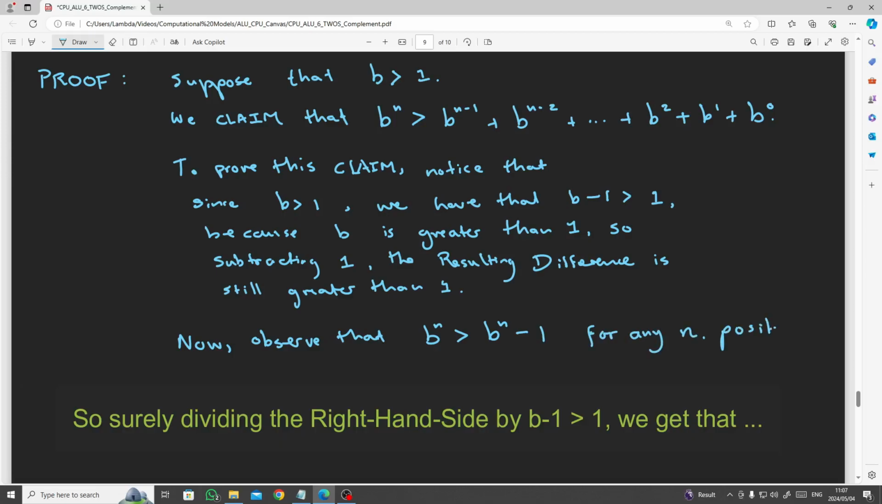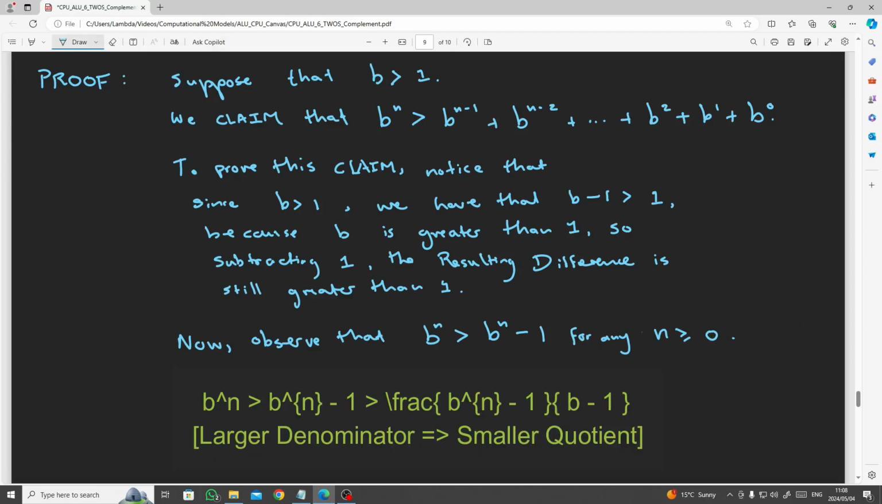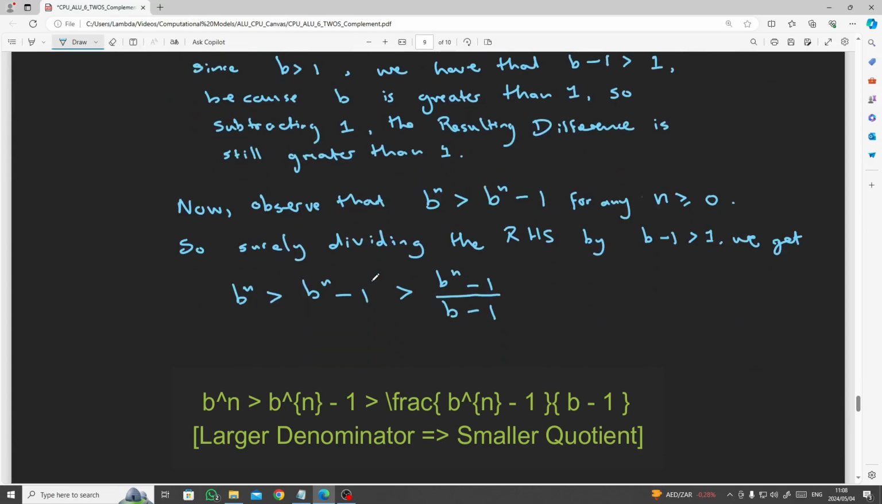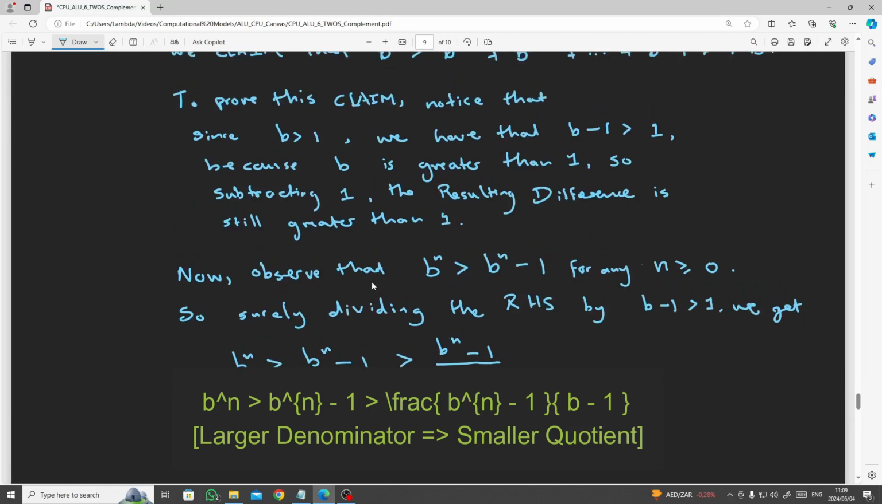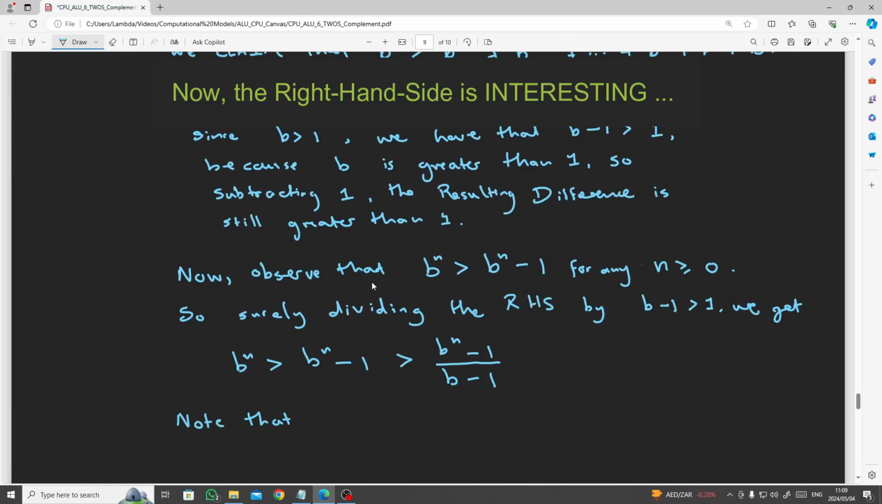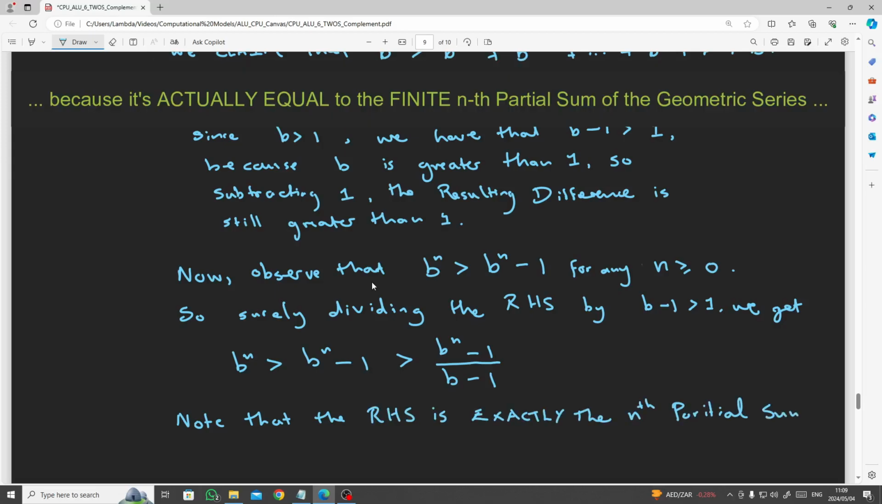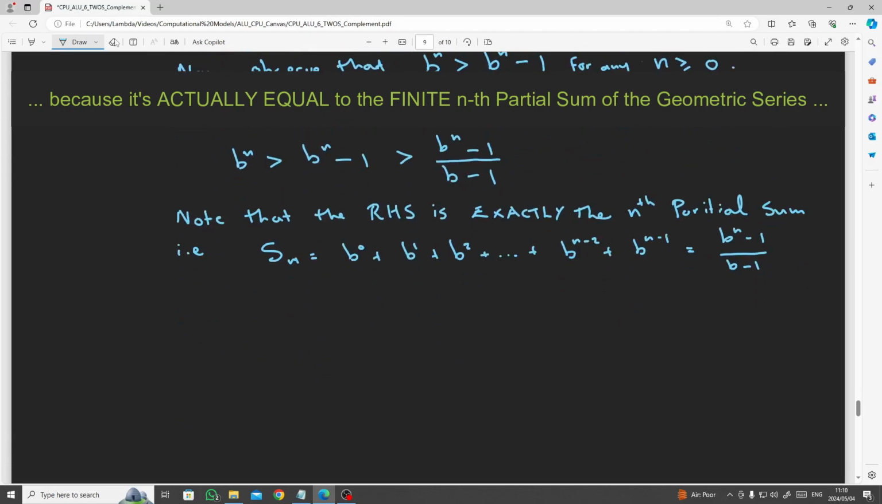So surely, dividing the right-hand side by b minus 1, which is greater than 1, we get that b to the n is greater than b to the n minus 1, which is also greater than b to the n minus 1 divided by b minus 1, since the larger denominator produces a smaller quotient. Note that the right-hand side, b to the n minus 1 over b minus 1, is exactly the nth partial sum of the geometric series starting at b to the n minus 1 all the way down in reducing powers up to b to the 0.